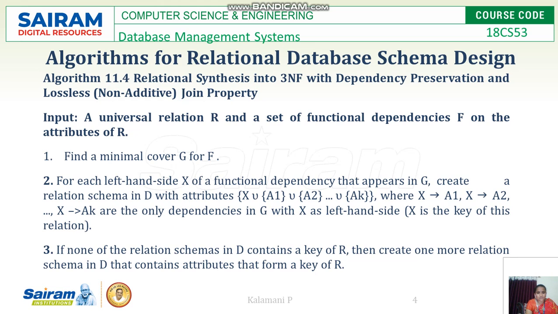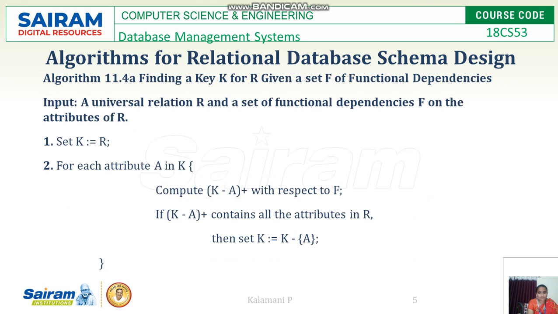The third step is, if none of the relation schemas in D contains a key of R, then create one more relation schema in D that contains attributes that form a key of R. This is an additional step we are adding in the relational synthesis algorithm to preserve the lossless join property. It should not lose any attributes or anything in the output. So to preserve that, this additional step is added.